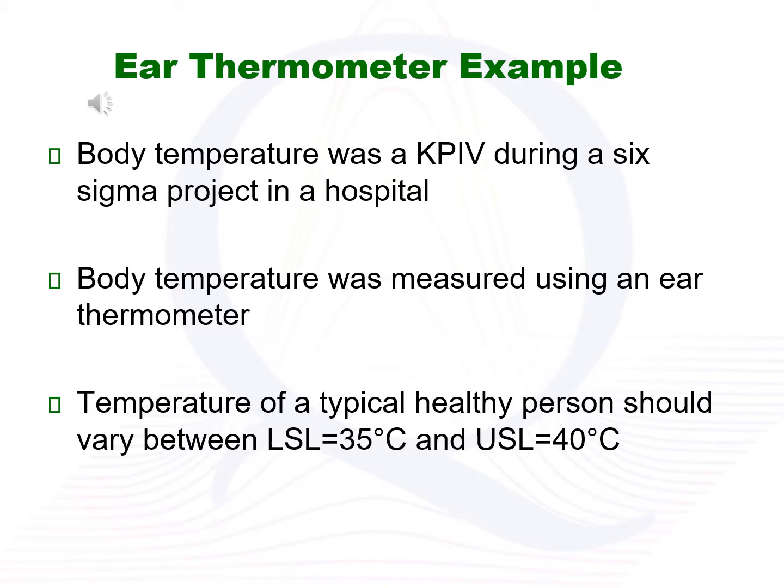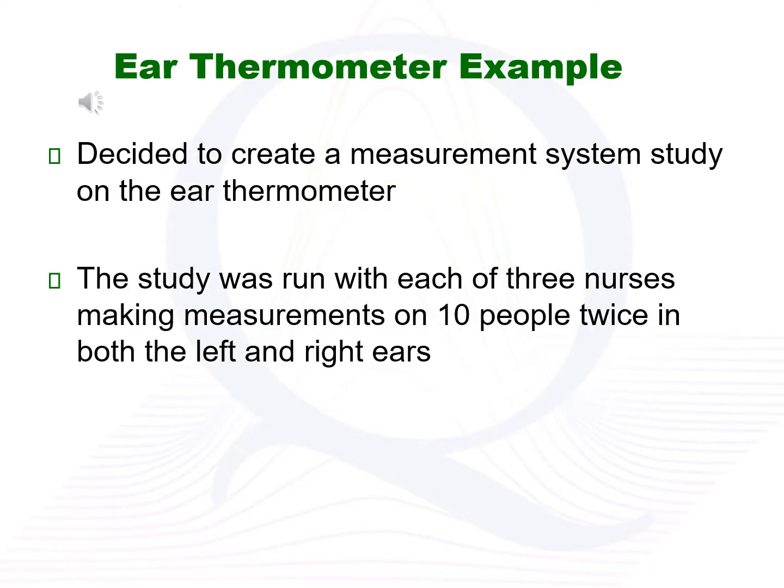Let's motivate the idea of a measurement system analysis with an example. It was decided that body temperature was a key process input variable for a Six Sigma project in a hospital. Body temperature was measured with an ear thermometer. The specifications for this variable were between 35 degrees Celsius and 40 degrees Celsius. The project leader wanted to run a measurement system study on the process of making the measurement. She created the study having each of 3 nurses check the temperature of 10 patients twice in both the left and right ears. The results are given on the next slide.